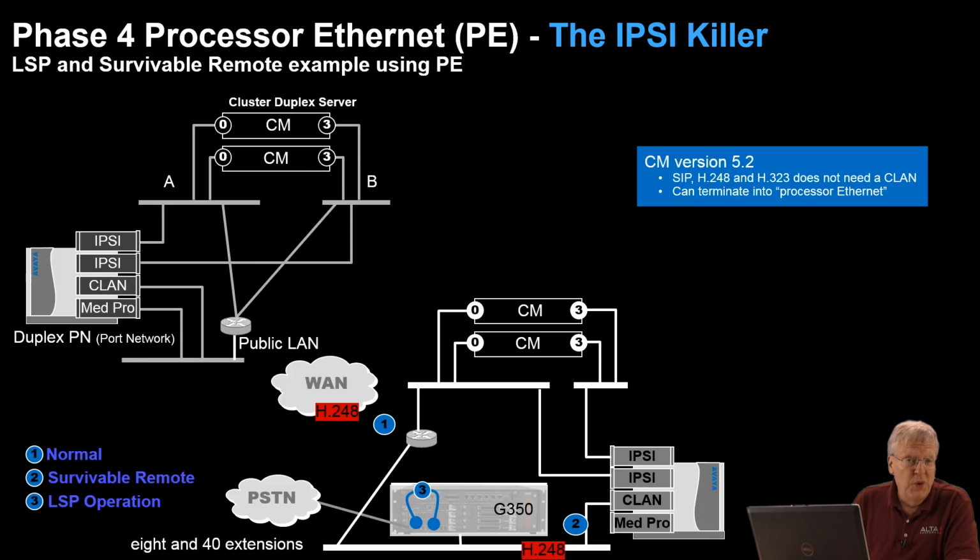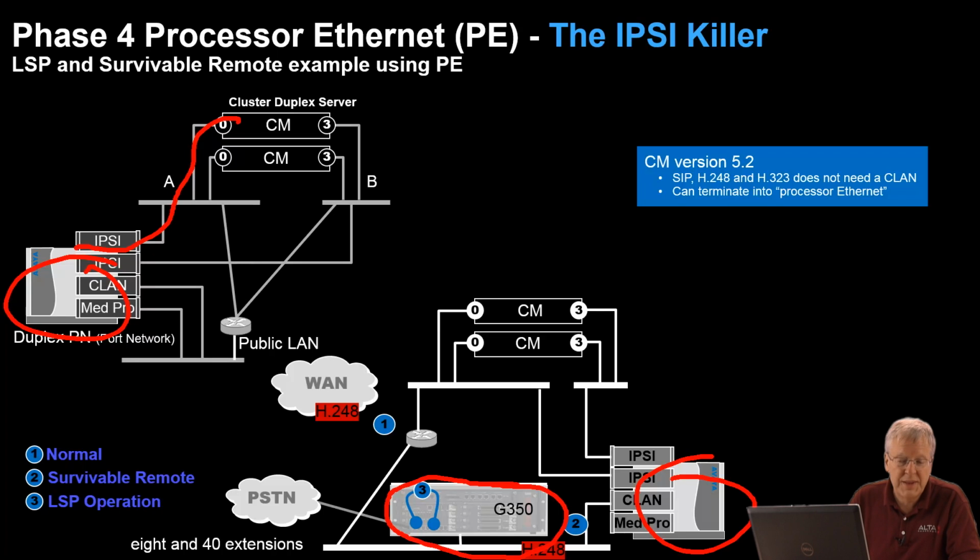Now, in phase 4, Avaya does another wonderful thing to the product. They add processor Ethernet. Now, to show you the value of this, let's take an H.248 controlled gateway, which, by the way, is simply the H.248 version of what the G650s are doing. They're just using a proprietary connection through IPSI, but they are media gateways nevertheless.